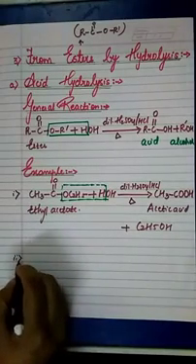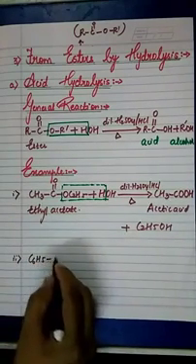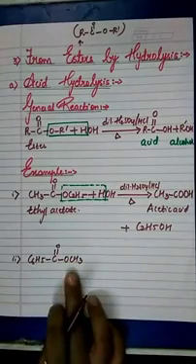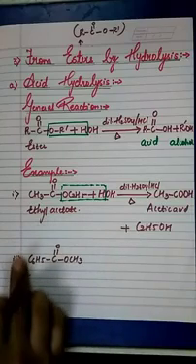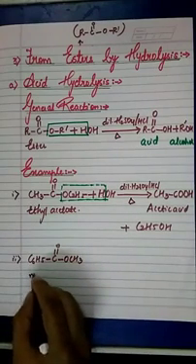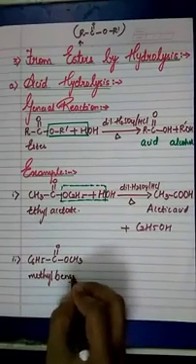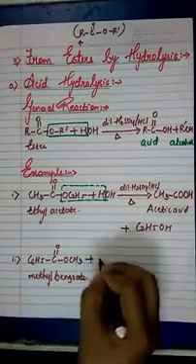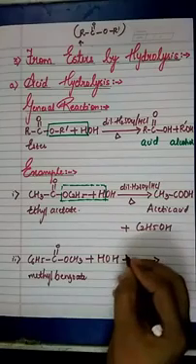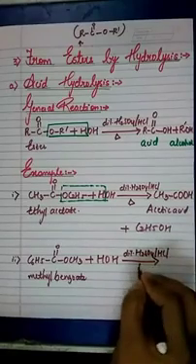Let us have an example of preparation of aromatic carboxylic acid. C6H5C double bond O, OCH3. This is your methyl benzoate. The suffix "ate" we are using for ester. The name of this compound is methyl benzoate. This will undergo hydrolysis reaction. What will happen? In the presence of dilute H2SO4 or HCl, we are applying heat.